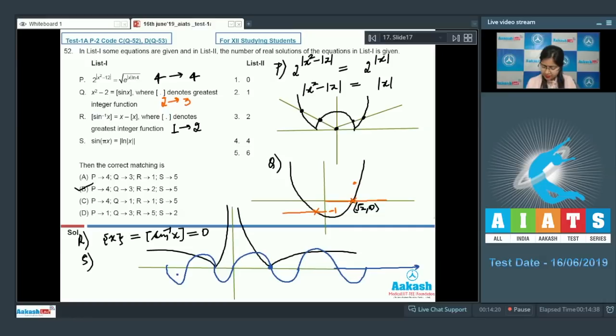So it will be something like this, where it will cut it at 6 points, because at x equal to e, where these points are 1, 2, 3. So at e, that is 2.7, the value will be 1. So this curve will take the value 1 here. So it will be above this graph for x greater than e, right? So we can say that the number of solutions will be 6. That is option number 5 is the correct answer, right? I hope the question is clear.